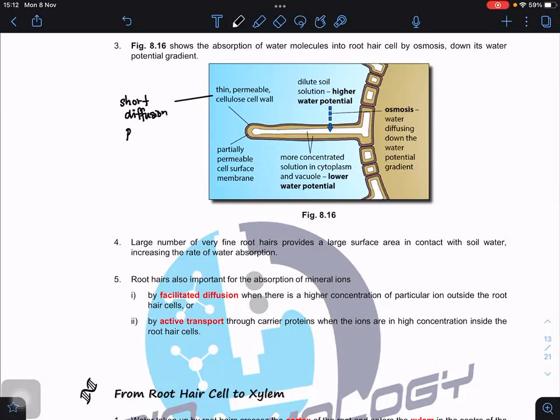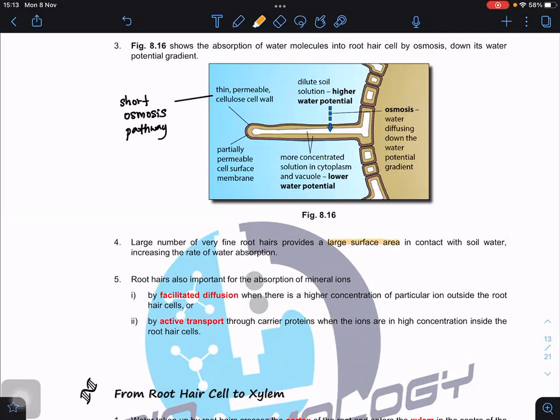So depending on water, a short osmosis pathway. Water, I prefer to call it osmosis since we talk about the water. So a very short osmosis pathway allows the water molecule to enter the cytoplasm of the root hair cells. So we can see that we have the adaptation here. A large number of fine root hair cells provide a large surface area in contact with the soil water, so increasing the rate of water absorption.